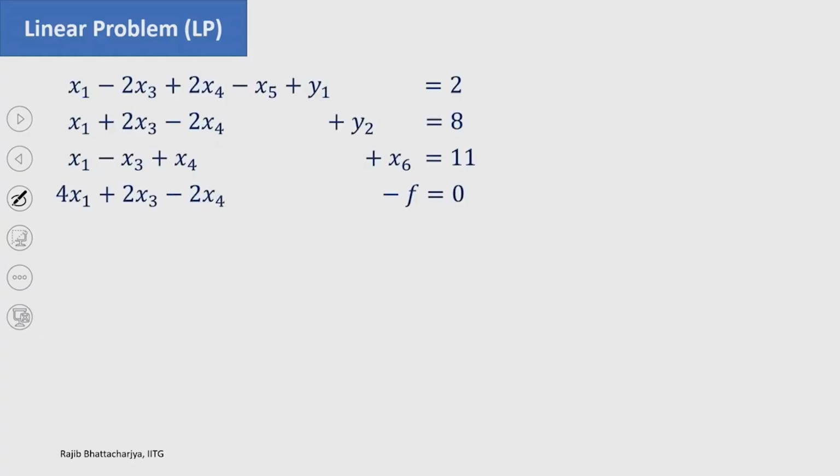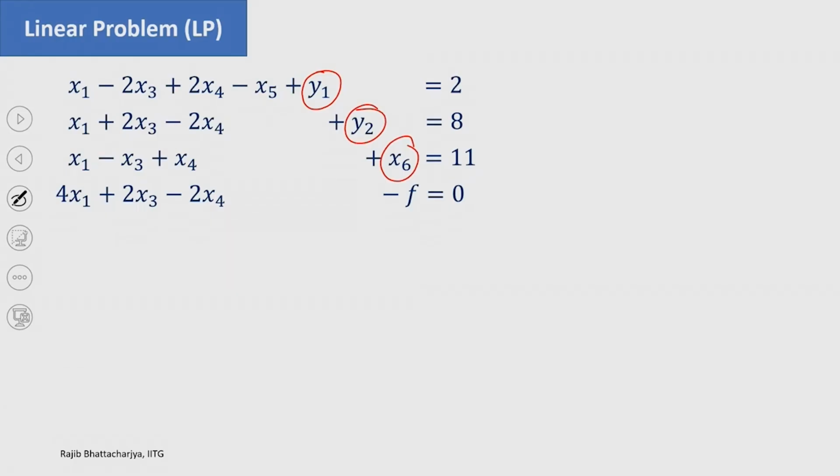Now, let us convert this to standard form. So, I am putting an artificial variable here in order to get the initial basic feasible solution, and here also I am putting an artificial variable, and here I am putting a slack variable to make it equal. So, y1 and y2 are artificial variables, just in order to get the initial basic feasible solution.